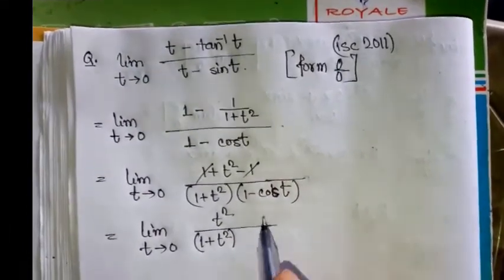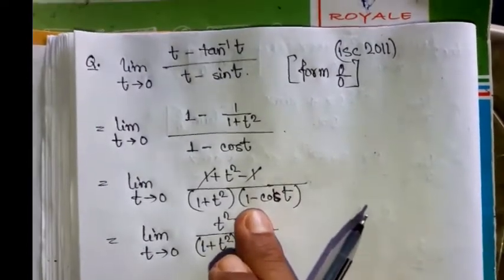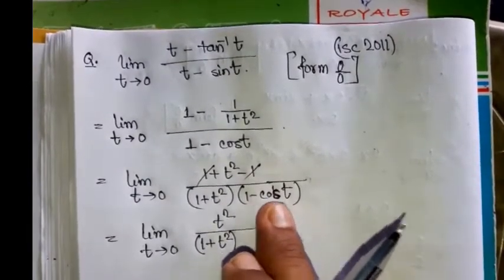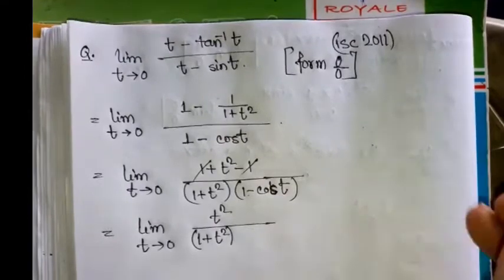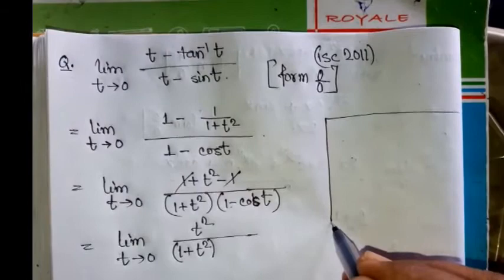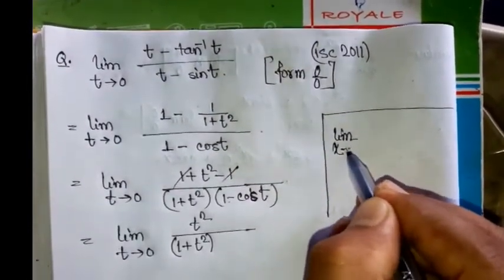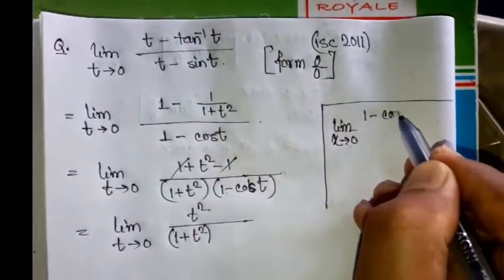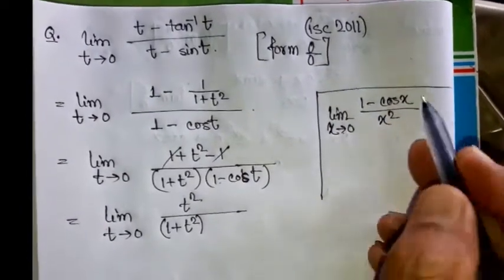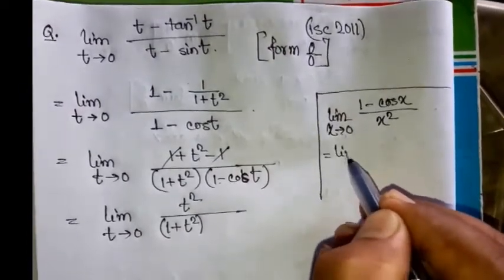Now do one thing. Actually you can again apply L'Hospital rule, but it will be complicated. Since we have some standard limits, we will try to use those. So 1 minus cos 2t. Here you know that we have a standard limit, limit x tends to 0, (1 minus cos x) by x square. You know that we can solve this standard limit, and it has a standard value. Let's go. I am solving here. Just look at how to do it.